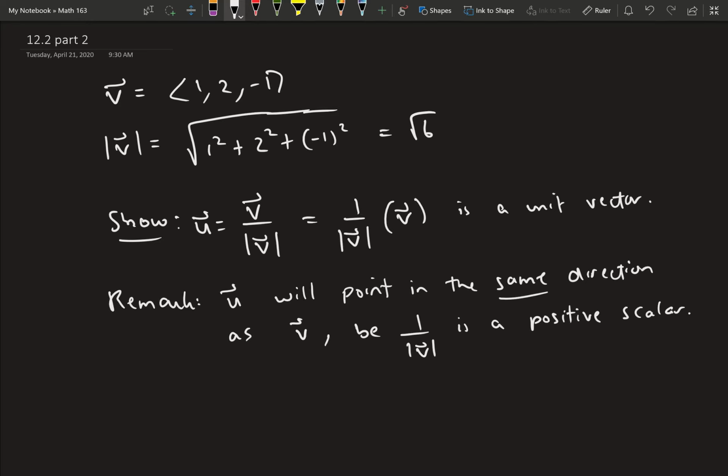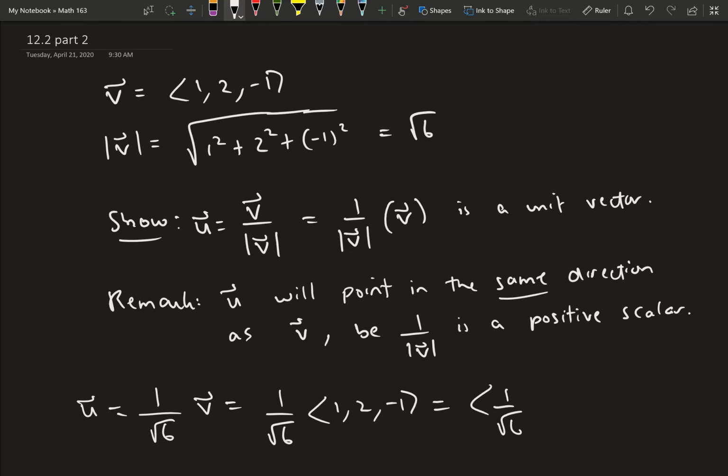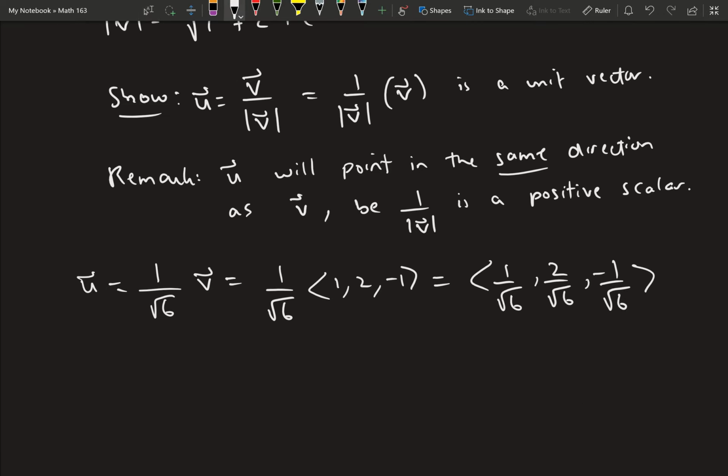Okay, so what we're looking at here is 1 over root 6, so u, which is this v over length of v, is this vector. So I have 1 over root 6 times 1, 2, negative 1, which I guess I can throw the root 6 into the actual individual components. And we have this vector. And let's compute the length of u now.